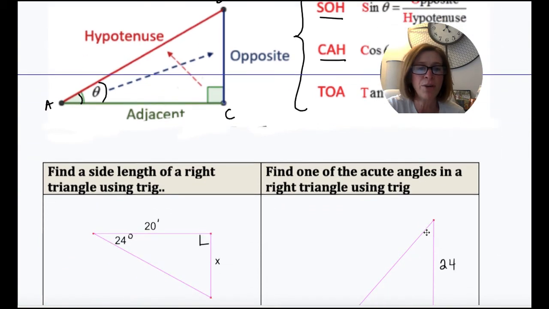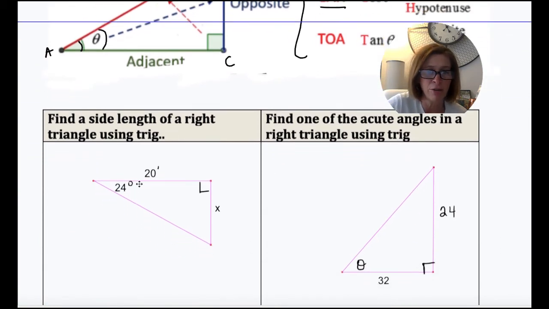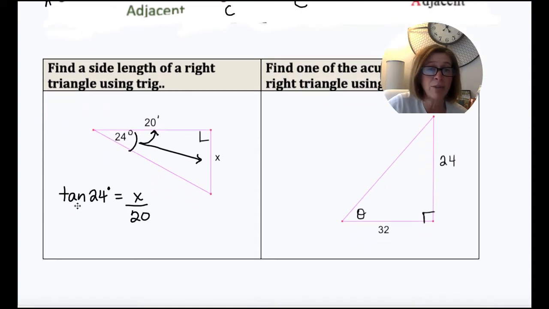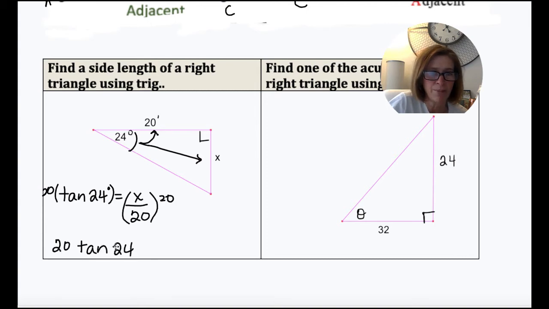All right. So what if we want to find the side length of a right triangle? I give you a right triangle, I have a 24-degree angle right here, and an x and a 20. Based on that angle, I figure out what I have and what I'm looking for. I have the adjacent leg, I want the opposite leg. So that would mean I'm going to use the tangent ratio. Then I write an equation: tan 24 equals x over 20. To solve this equation, I multiply both sides by 20, and that gives me 20 tan 24 equals x.